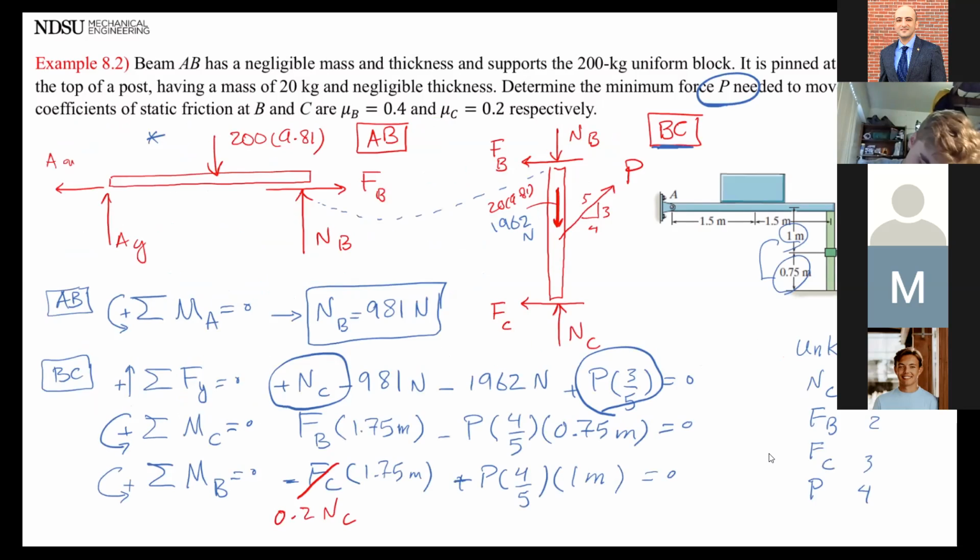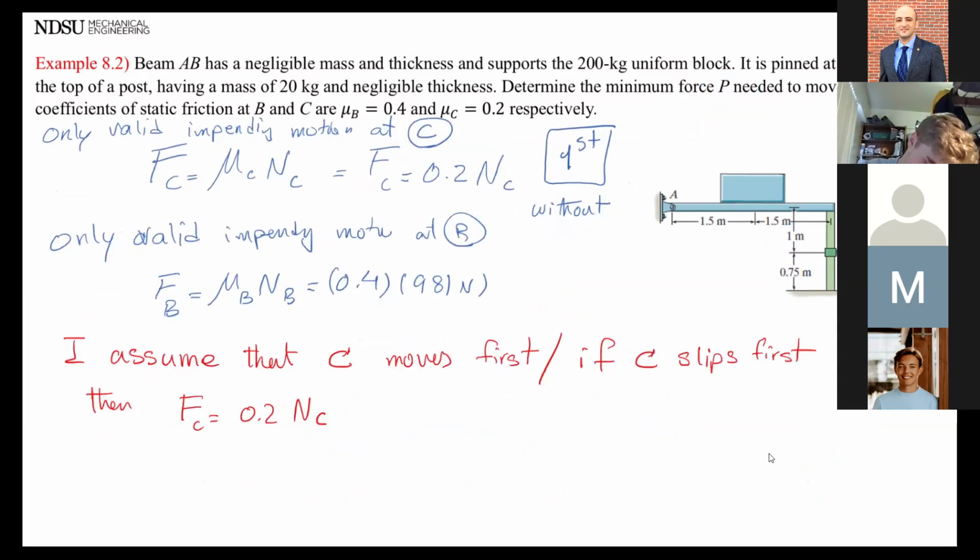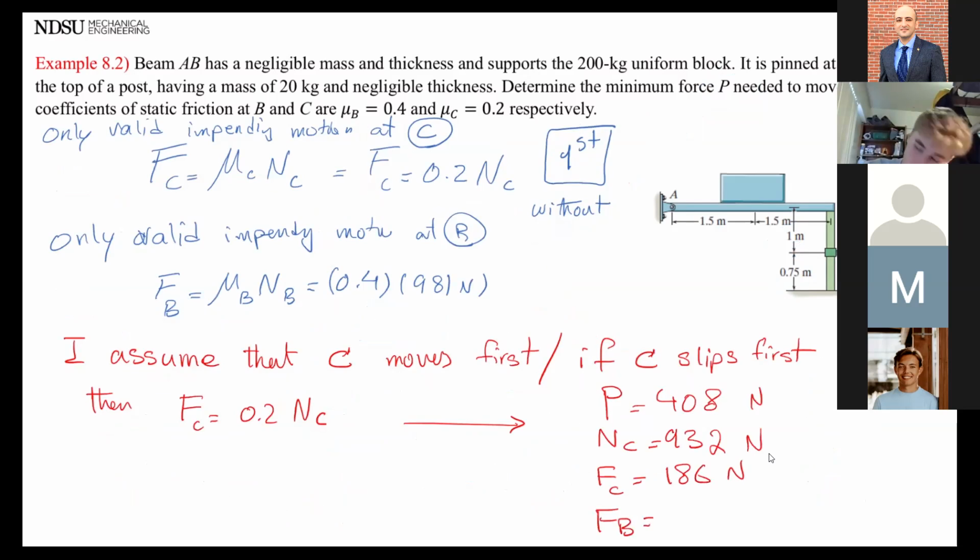So then I have one less unknown. So I have three unknowns, three equations. Okay. So I can solve for all of these. I can find P, which is 408, NC equals 932, FC is going to be 186, and FB is going to be 140. Okay, this is an assumption, which means I'm assuming. That doesn't mean it makes it happen as soon as I assume it.